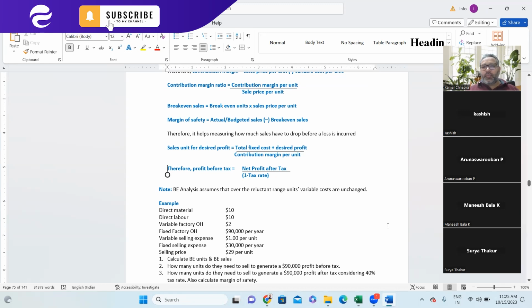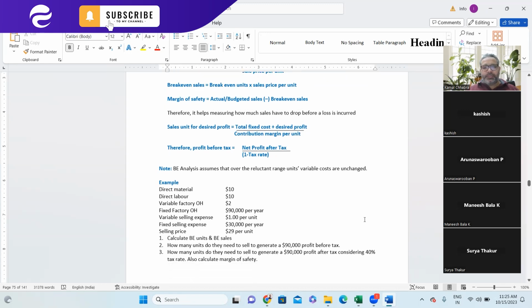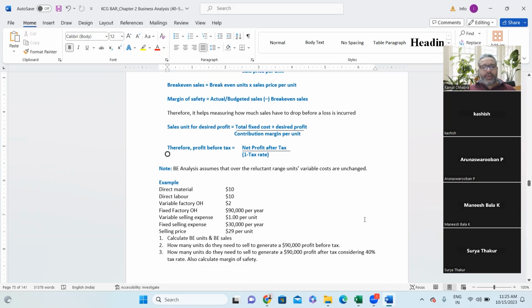Right, done, Kashish? Yes, sir. Okay. So there is an example. Direct material is $10. Direct labor is also $10. Variable factory overhead is $2. Fixed factory overhead cost is $90,000 per year. Variable selling expense is $1 per unit, right? And the fixed selling expense is 30,000 per year, and selling price is 29, right?